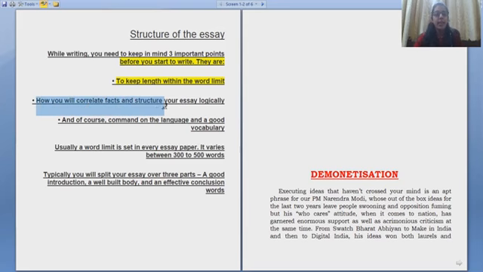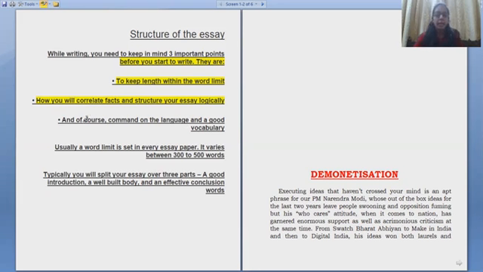The second point is how you will correlate the facts of the essay logically. Yes, that's very important. You have to relate your ideas in a logical manner. As we have already discussed very clearly, if you have to write certain points, then you should know the logical order of writing them. You should not write the point which has to come second first. If your idea is very clear in your mind, then your clarity should be visible in your essay as well.